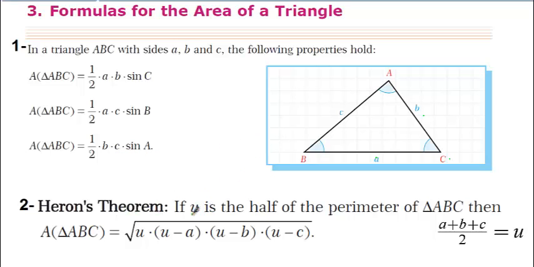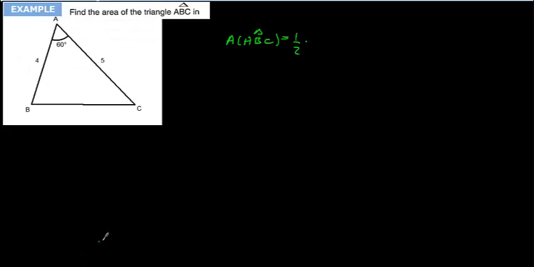The second formula here is Heron's theorem. In Heron's theorem, we are using the U term. And U is half of the perimeter, which is A plus B plus C over 2. And we are subtracting each side one by one: U minus A, U minus B, U minus C. Then we multiply this again by the half of the perimeter, which is U. Then we get the square root of this expression. This is the second way to find the area of the triangle.